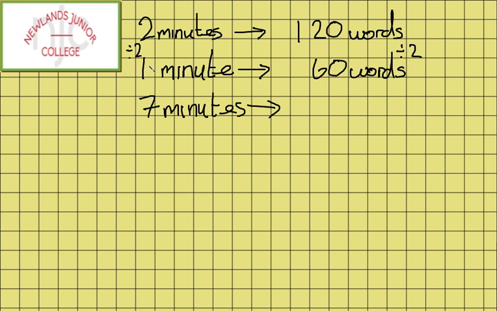And then from 1 minute to 7 minutes, which is what we're looking for, what would we do? We would multiply by 7. You'd multiply by 7 here. And so 60 times 7 gives you a total of 420 words in 7 minutes.